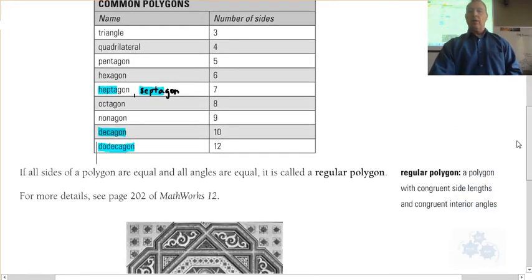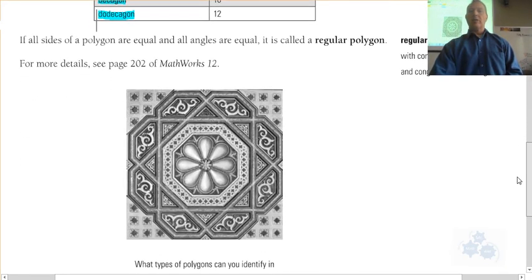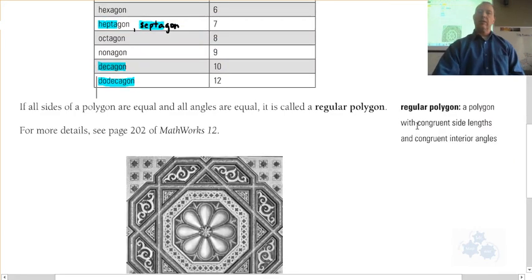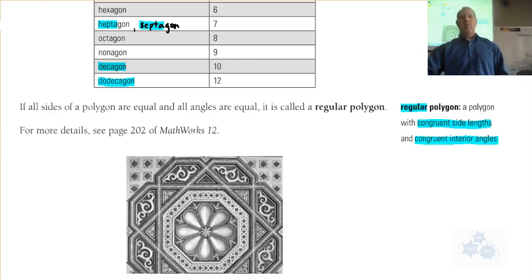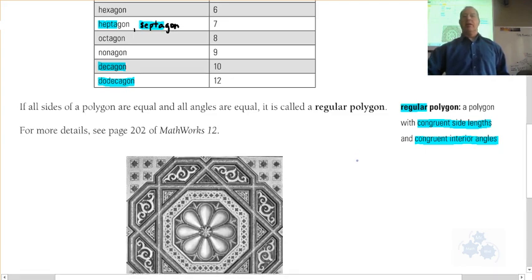All right, so what is a regular polygon? Well, you might want to take these notes down as well for regular polygon. A regular polygon is a polygon with congruent side lengths and congruent interior angles. Okay, a regular polygon. That means that it's all the same. So a regular triangle would have all the same sides and all of the same interior angles.